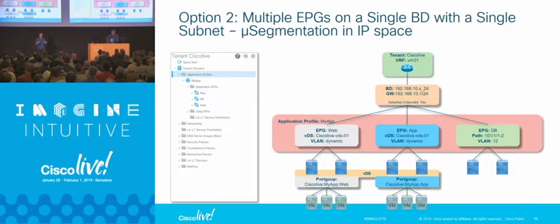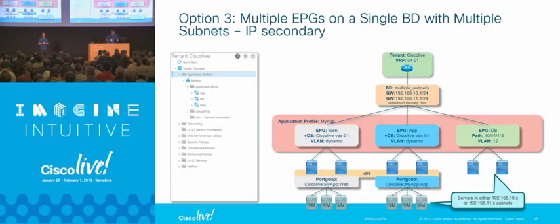Customers start to do this when they look at a subnet and say, well, I've got these different workloads. I'm going to separate these out into different groups, and then I'm going to give them names that mean something to me. And the third option is that I can have multiple subnets, so IP secondaries, on the bridge domain. So this is the third option that I've got. You've only got 3 options. That is how you configure the network.